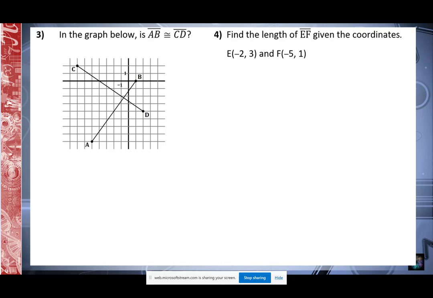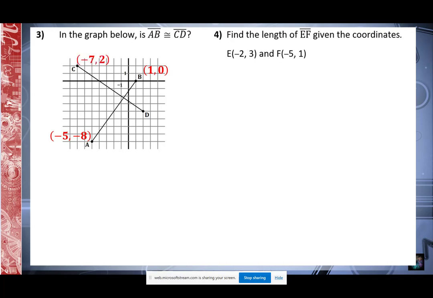Okay, so the question in number 3 is we're trying to figure out if segment AB is congruent to CD. Remember, congruency means have the same measure. So we are going to figure out what the length of AB is and the length of CD and see if they're the same. So using the formula, I do need to know those coordinate points. Sometimes it just helps, so I'm going to go ahead and label those.